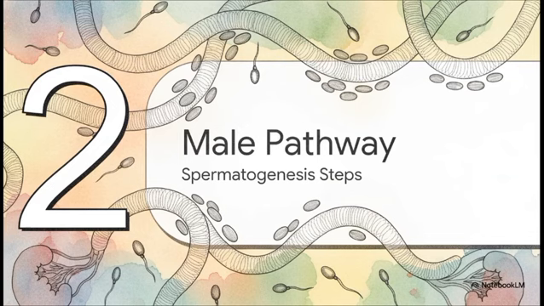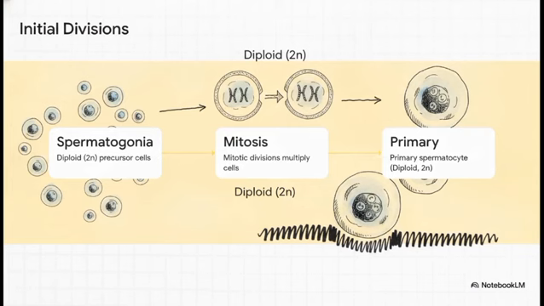Moving right along to the male pathway, spermatogenesis. Our source material confirms this process begins specifically at puberty and takes place deep within the seminiferous tubules of the testes. So the whole thing kicks off with the multiplication phase. We start with precursor cells called spermatogonia. Notice their ploidy, they're diploid, 2N. These cells undergo mitotic divisions just to increase their sheer numbers. Some of them then grow and become primary spermatocytes. Now, listen closely here because examiners love to trick you on this step. The primary spermatocyte is still a diploid 2N cell. The chromosomes haven't halved yet.